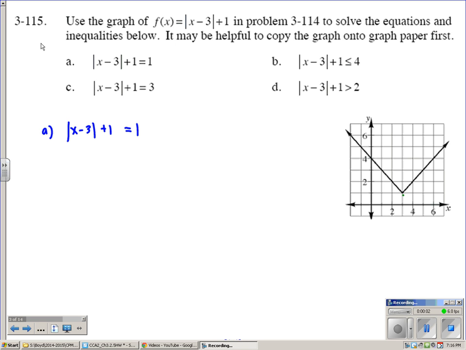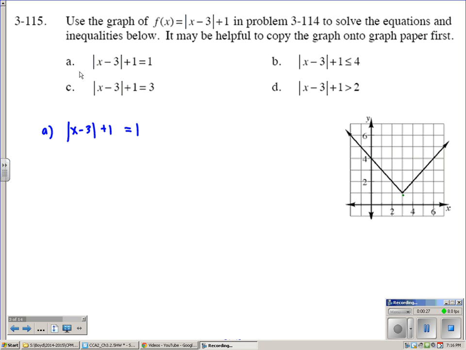Problem 3-115. Use the graph of f of x equals the absolute value of the quantity x minus 3 plus 1 in problem 3-114 to solve the equations and inequalities below. It may be helpful to copy the graph onto graph paper first. So in the last problem, you were just using the graph to come up with the answers. You were given an input and you were finding the output.